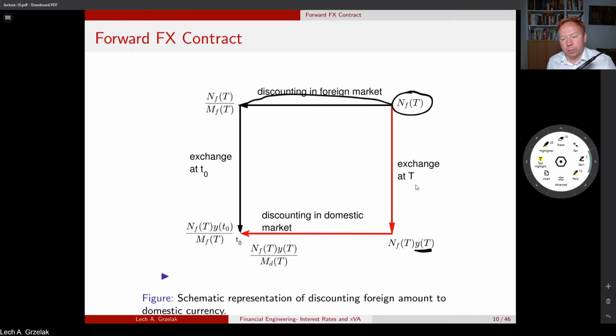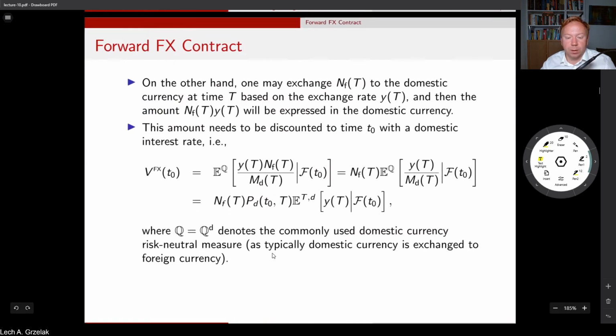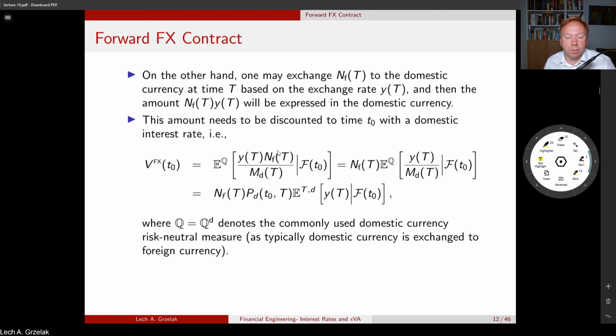On the other side, we have to exchange with the future FX rate, and then we discount to today with the domestic money savings account. This is done here. So we have a foreign notional, we exchange at the maturity date, we discount with the domestic account, and this is taken under Q, where Q is the domestic risk neutral measure. Of course, again, this can be taken outside. However, none of those terms can.